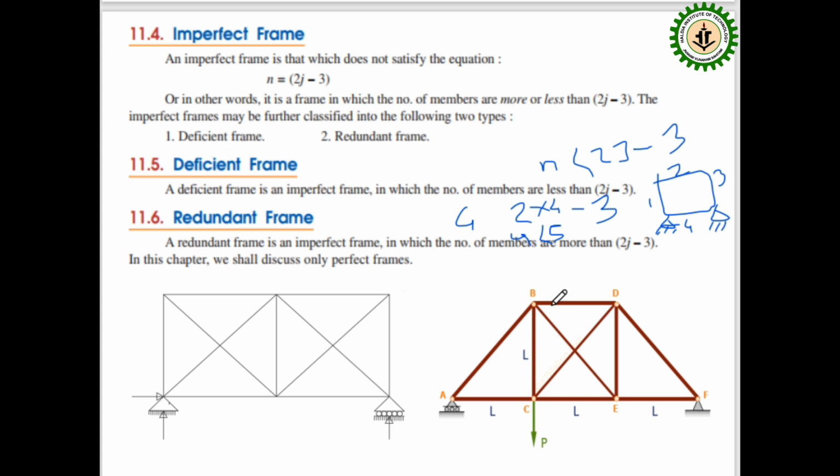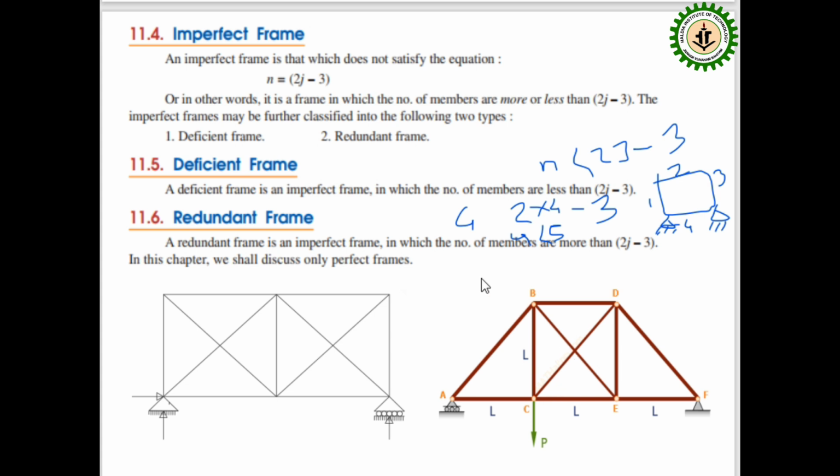So what is a redundant frame? A redundant frame is completely the reverse. It means the number of members is more than 2j minus 3, meaning the number of members present is higher compared to 2j minus 3. So this type of frame is called a redundant frame. This type of frame is more stable because the number of members is more in this type of truss member or truss frame.